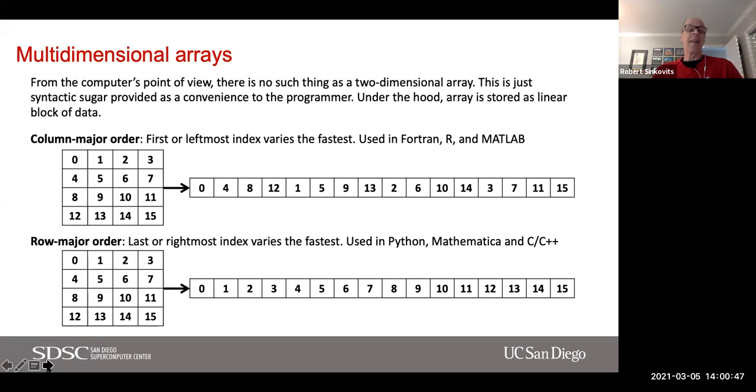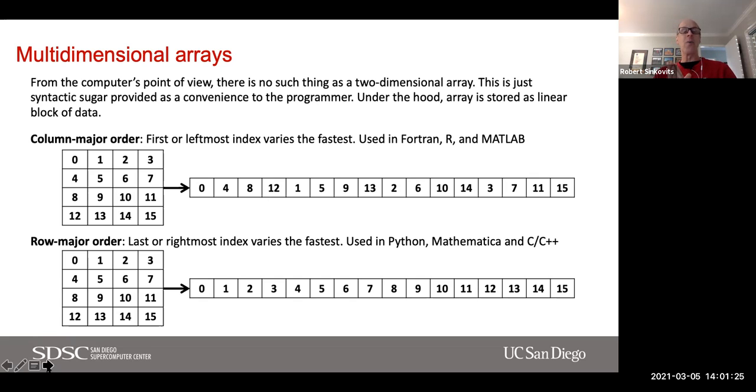Multi-dimensional arrays is where things get a little complicated. From the computer's point of view, there is no such thing as a two-dimensional array. This is what we call syntactic sugar. It's purely a convenience to the programmer. If you ever look at some really, really old code, when they're working with what's essentially multi-dimensional arrays, they'll write it out as a single one-dimensional array and do the indexing, the striding for the second and third dimensions manually. But under the hood, it's going to be stored as a linear block of data.